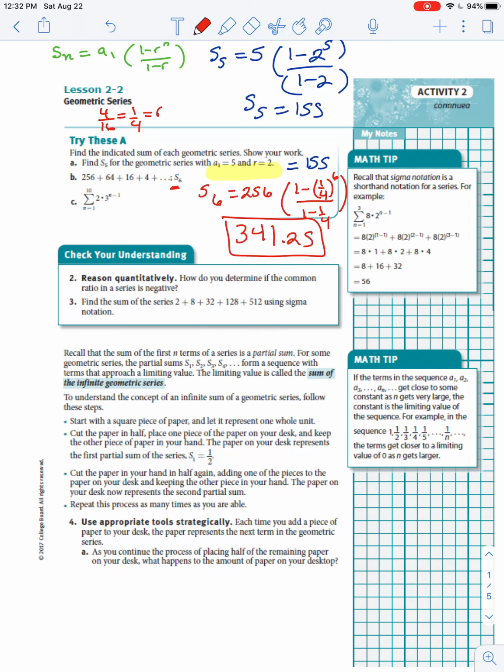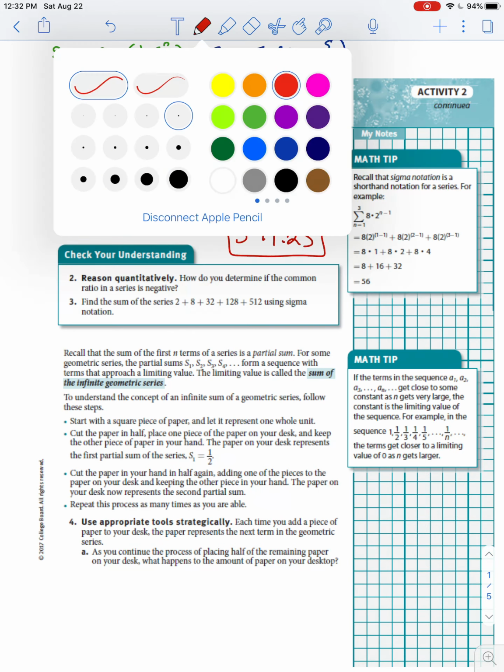So just let me know if you have any questions on that. Okay, now part C, we haven't seen the sigma notation yet, but I do want to show you how to do that one because basically it's really just plugging in numbers.